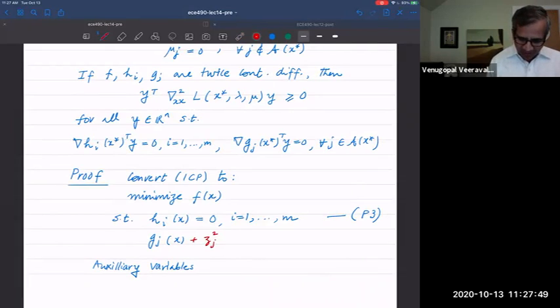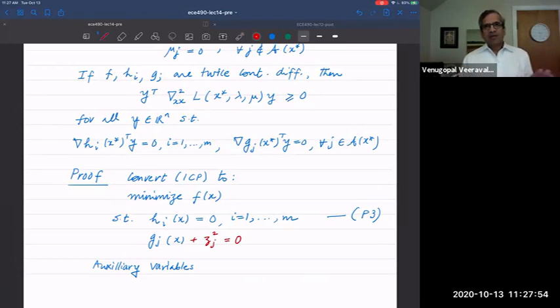Okay, Zj squared actually, because I know that the gap to 0 is something positive, right? Because Gj is less than 0. So I'm going to add a positive number in order to make that constraint equal to 0.